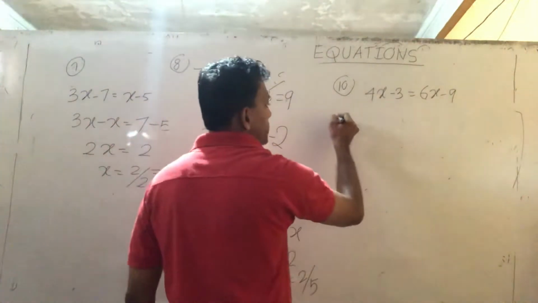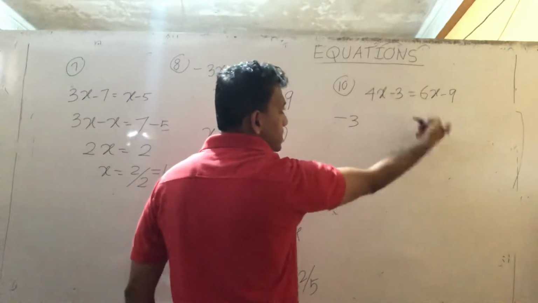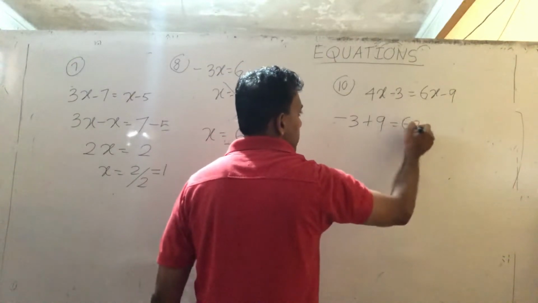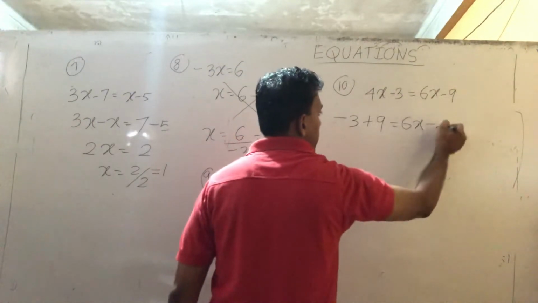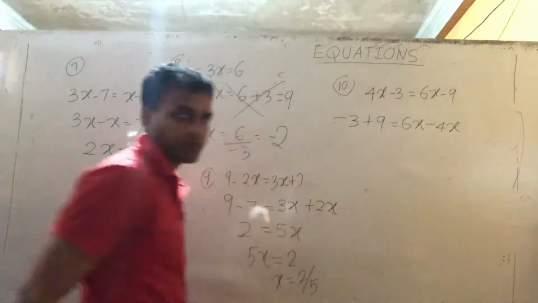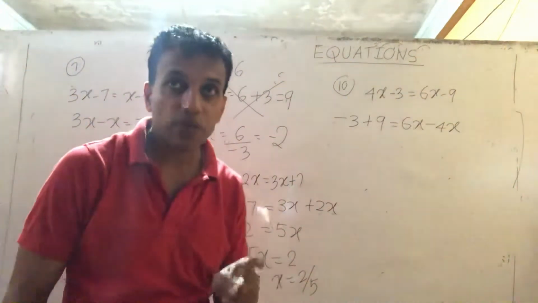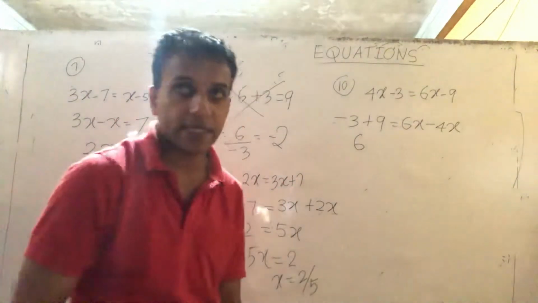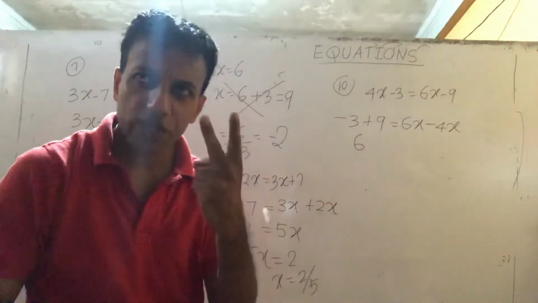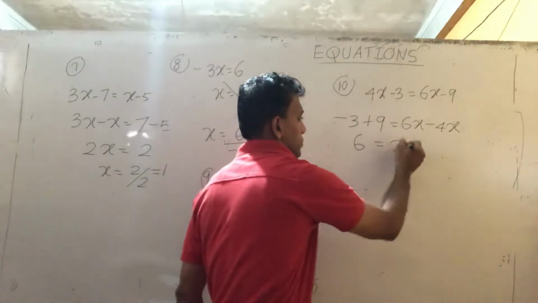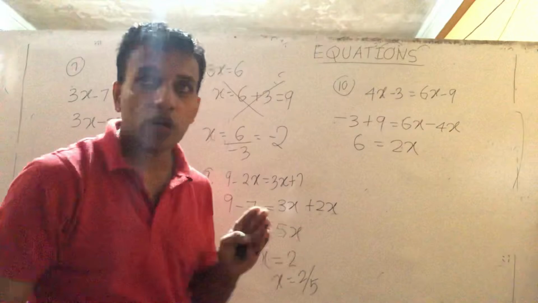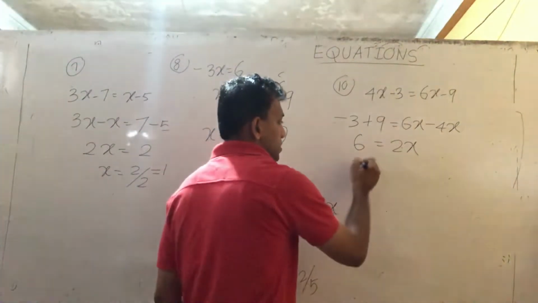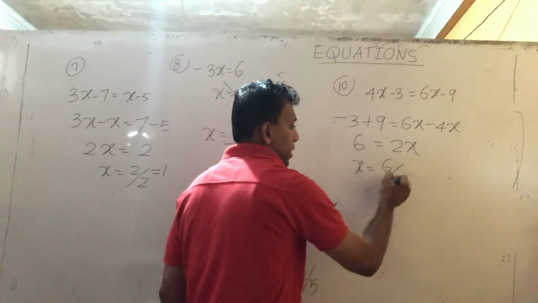So here minus 3, minus 9 this side plus 9 equals 6x, 4x other side minus 4x. So what is minus 3 plus 9 plus 6? Plus 6. 6x minus 4x is 2x. So 2x equals 6. Therefore x equals 6 divided by 2.